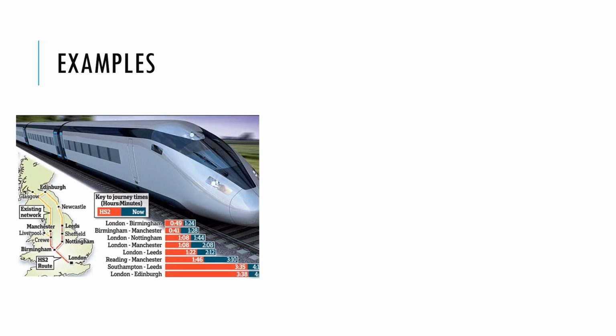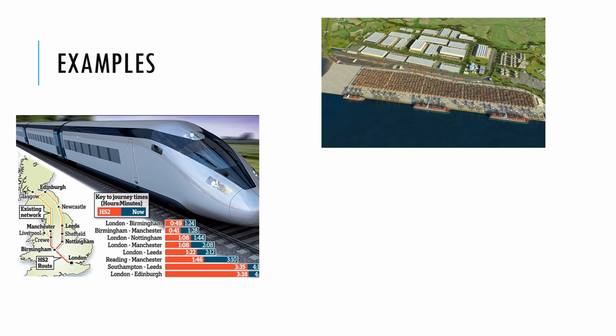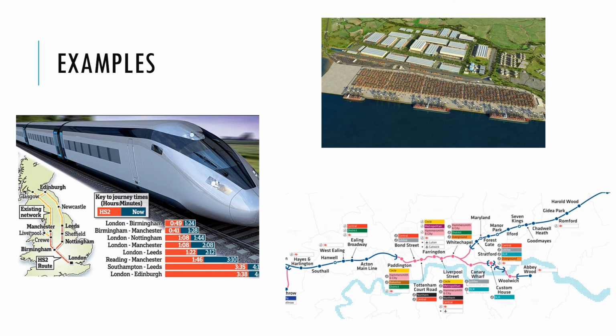So some examples of supply side policies. High-speed rail 2 would be an example of an interventionist infrastructure policy. So would the Thames Gateway, a large-scale port in southeast of England. And also Crossrail, which is currently being built connecting west to east in the southeast. This would be interventionist infrastructure projects. Businesses could take advantage of this and the potential output of the economy could grow. AS would shift to the right.